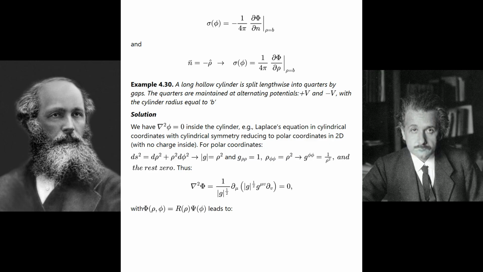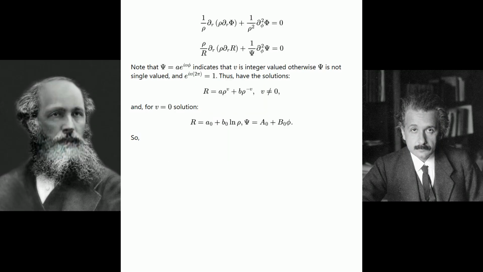For polar coordinates, ds squared equals d rho squared plus rho squared d phi squared, so the absolute value of g equals rho squared, g sub rho equals 1, g sub phi equals rho squared, and the inverse of g equals 1 over rho squared, and the rest follows. Thus, see the equation. With phi of rho, phi equals R of rho times psi of phi, this leads to the equation shown.